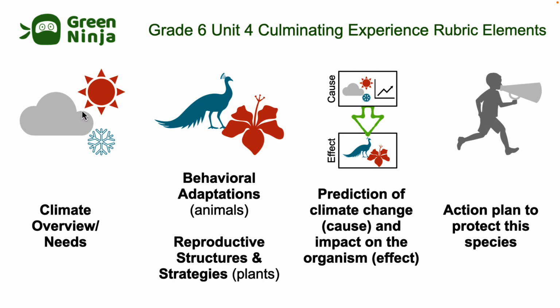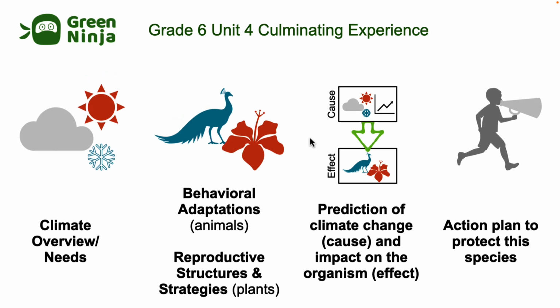Students will need to provide background on the existing climate needs of the organism, its behavioral adaptations if it's an animal, or its reproductive structures and strategies if it's a plant. A prediction of how changes in the climate will affect the organism, which obviously requires research on both the cause, expected climate changes in that region, and the effect, how that organism is responding already or will respond in the future. And lastly, an action plan with creative ideas about how they can protect this species from these possible changes.